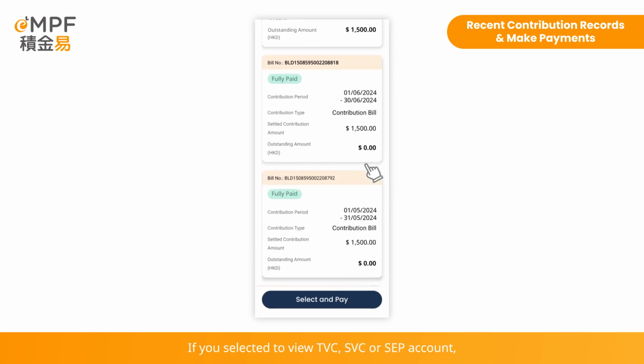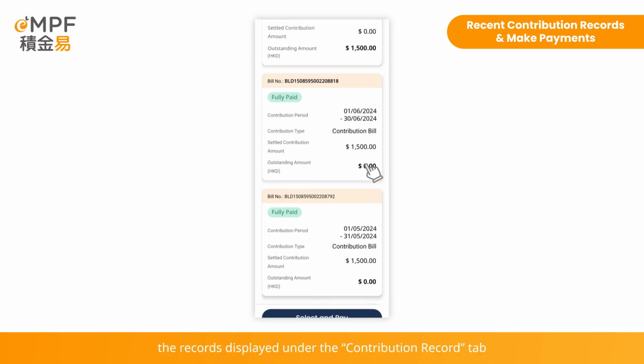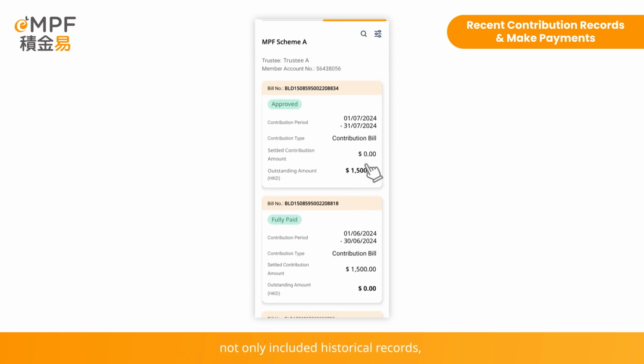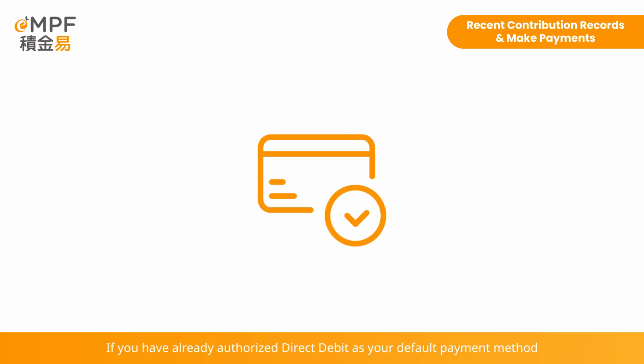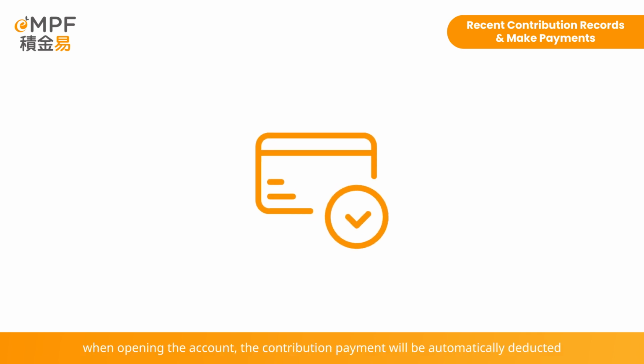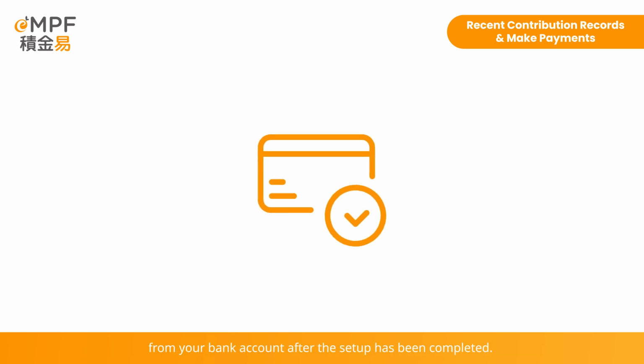If you selected to view TVC, SVC, or a CP account, the records displayed under the Contribution Record tab not only included historical records, but also the contribution bills regularly generated by the eMPF platform, ready for payment. If you have already authorized direct debit as your default payment method when opening the account, the contribution payment will be automatically deducted from your bank account after the setup has been completed. You do not need to take further actions for the generated bills.